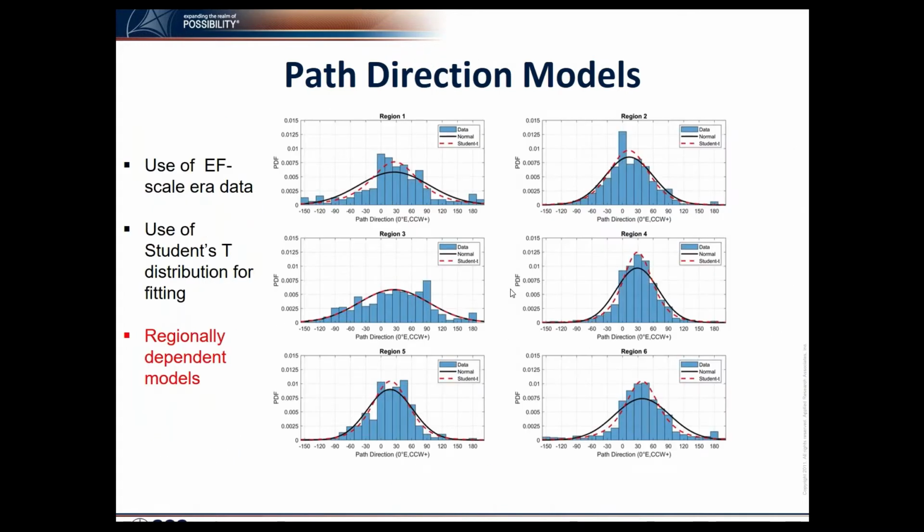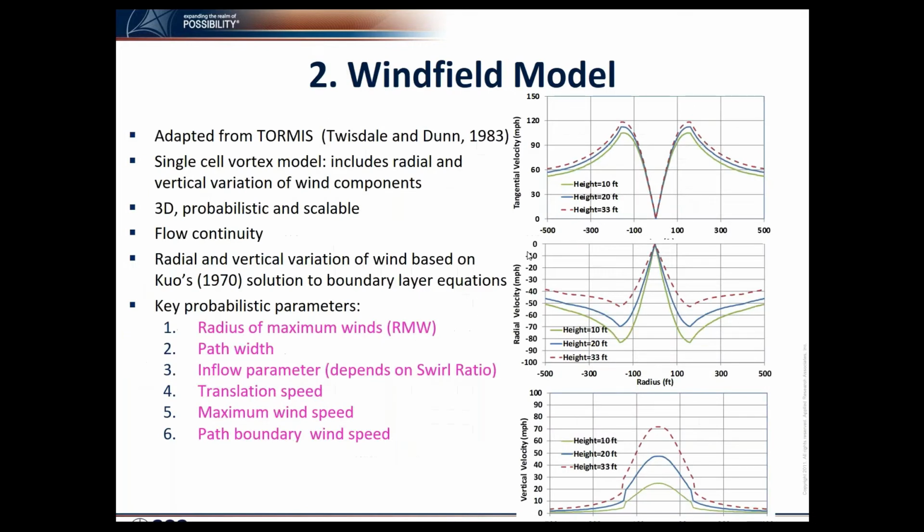The path directions are modeled for tornadoes which have starting and ending locations. Since the path direction is a circular variable, we transform the path directions from 150 degrees to 210 degrees and model them using a Student's t distribution, shown in the red dashed line here. The mean direction for all the regions is between east and northeast.